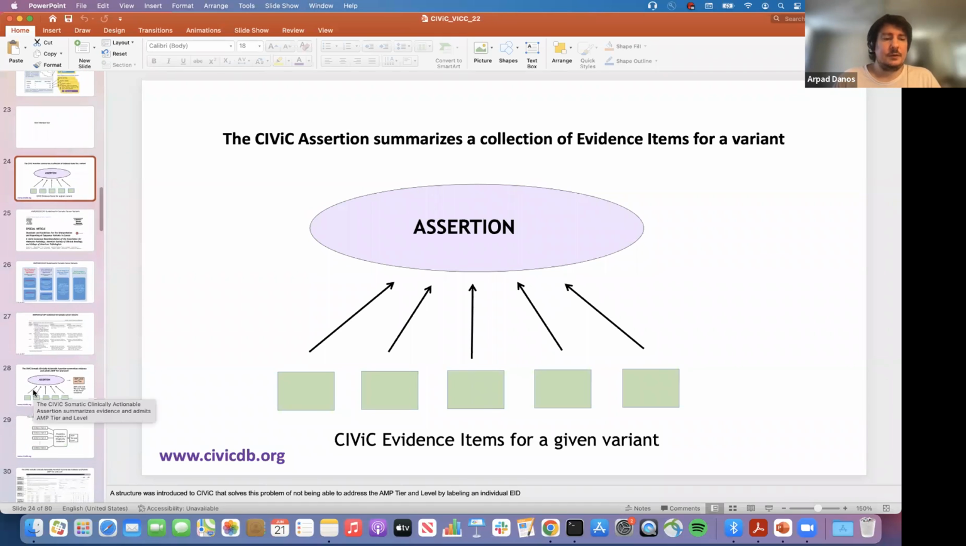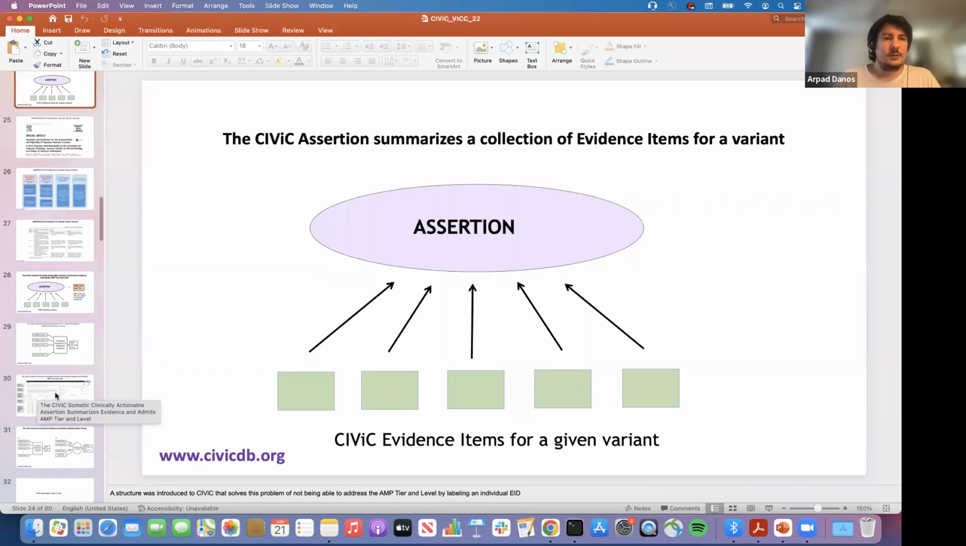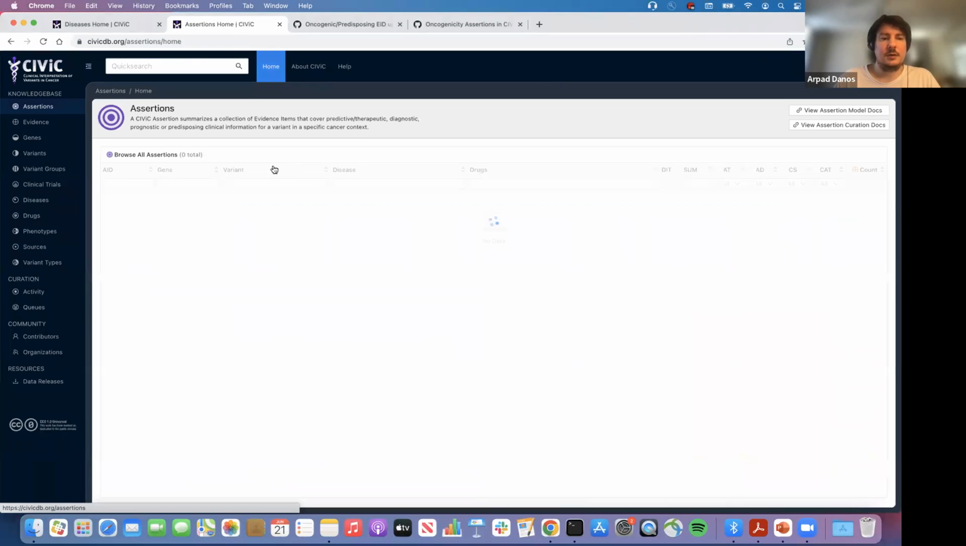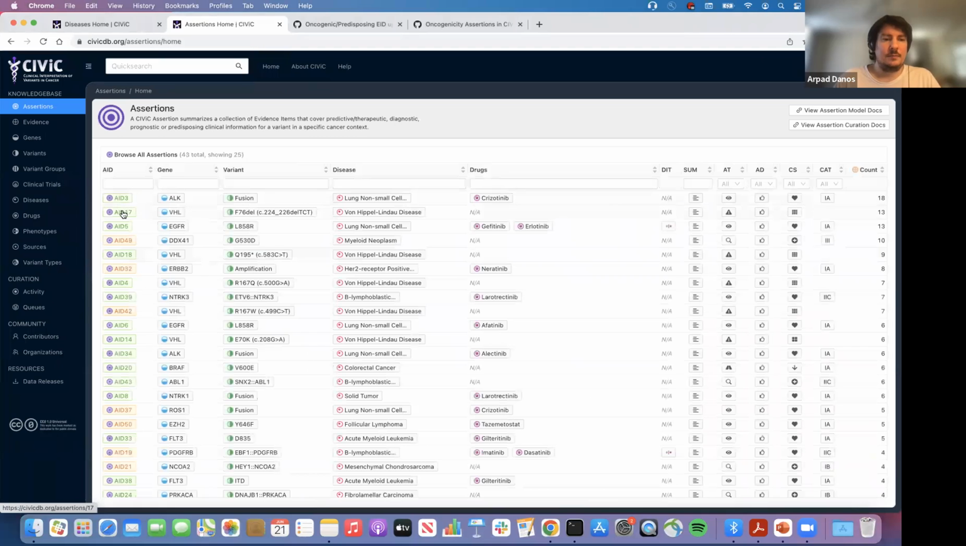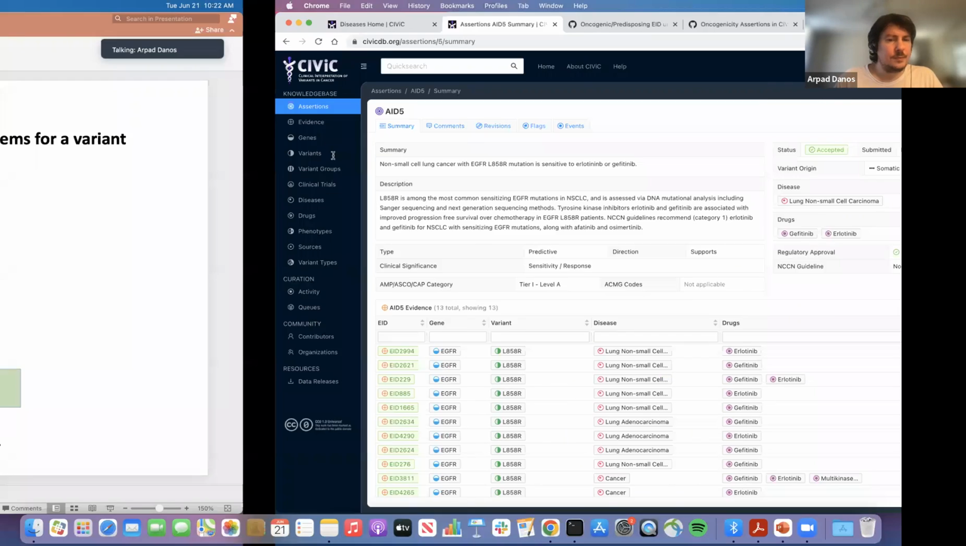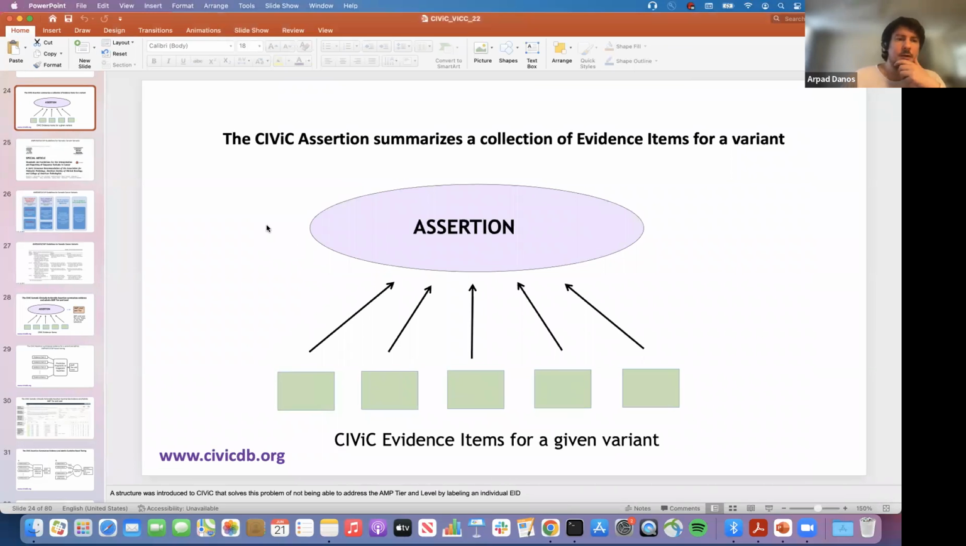And the assertions, so I could jump back here. The assertions are here. If you click on one of them, here's one for ALK, maybe go to EGFR. Here are the supporting evidence items for this assertion. Here's a description. This is L858R, so it's a simple one, for the drugs gefitinib, erlotinib, the first generation tyrosine kinase inhibitors. I also have a slide on the same assertion. But that's generally what they're about.